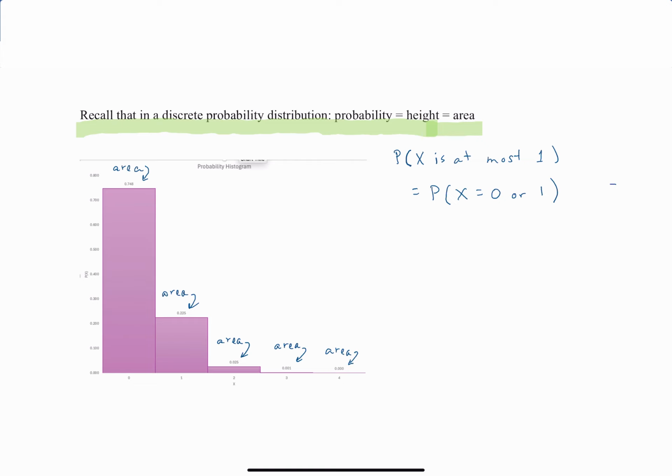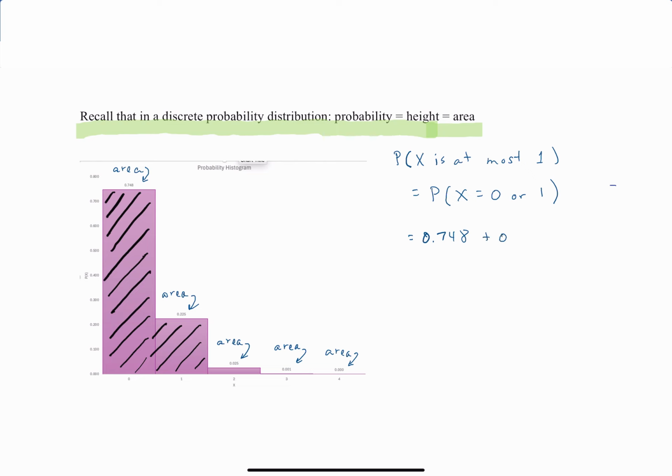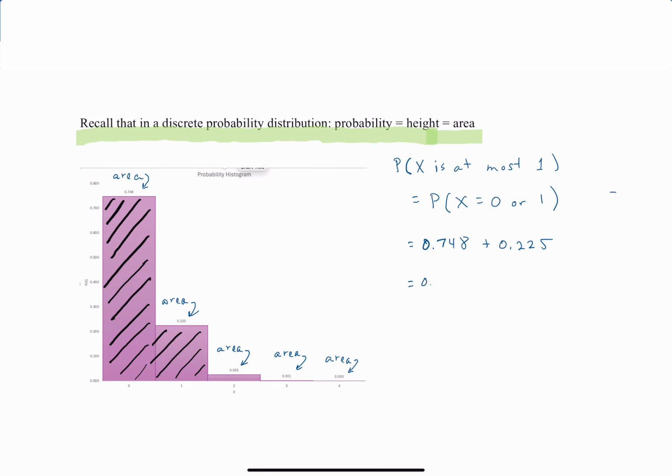So how are we going to get the probability that X equals 0 or 1? Well, we're going to take the total area that corresponds to those two X values. So we're going to take the total area of these two rectangles. In other words, we're going to add 0.748 to 0.225, which gives us 0.973, or approximately 97.3%.